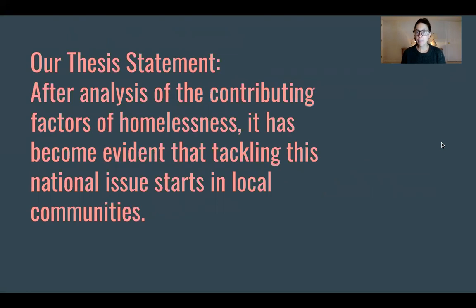Now let's take a look at our example thesis statement. After analysis of the contributing factors of homelessness, it has become evident that tackling this national issue starts in local communities. So we start with a subordinating conjunction, which is after. We see this as well developed. It shows that the authors have conducted some analysis of contributing factors. And the main point here is that tackling homelessness starts in local communities. So I expect this paper to focus on that point.